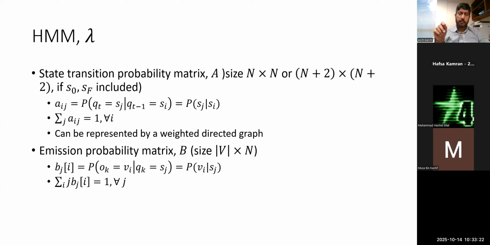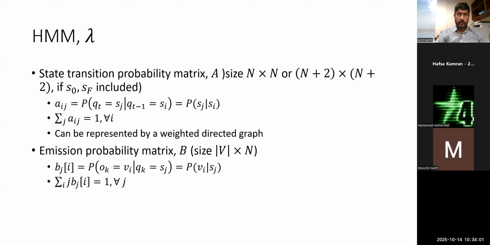So Bj[i] basically is the probability of seeing vocabulary word i given state j. So for any possible state, the sum for all the words should be equal to 1. So again, this is from probability theory. So the emission for a word given a state should all sum to 1.